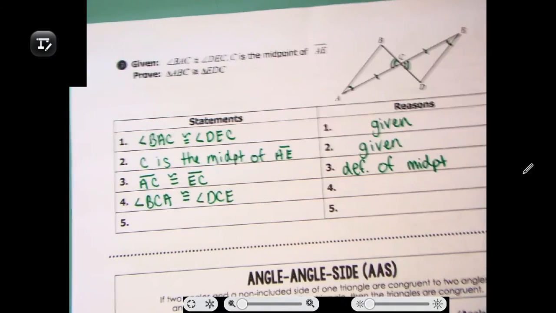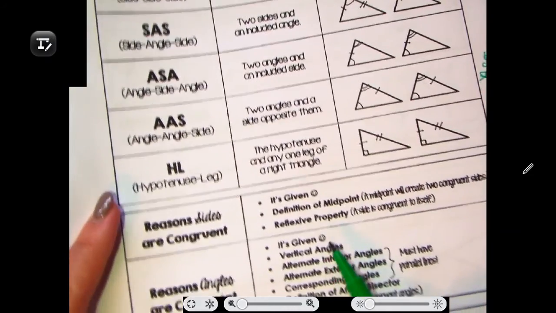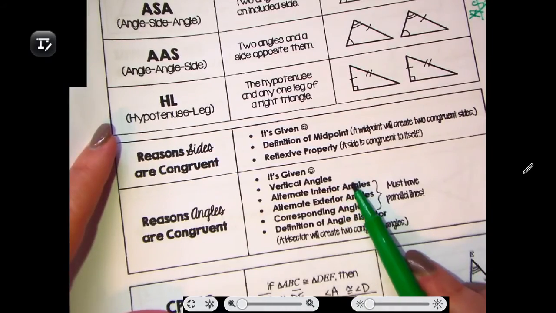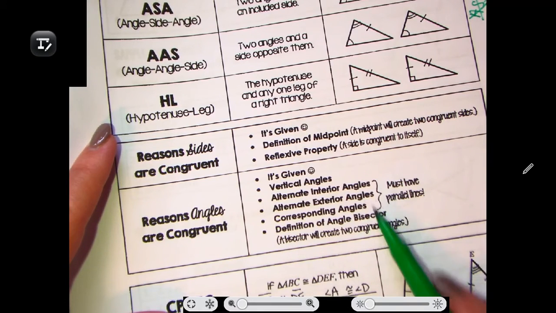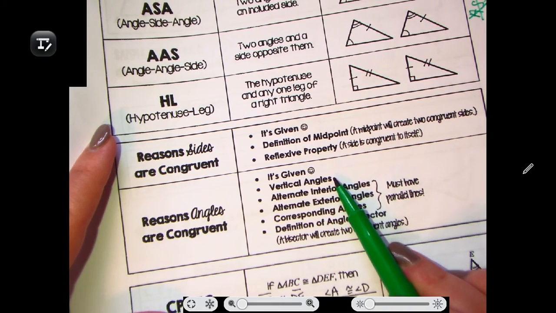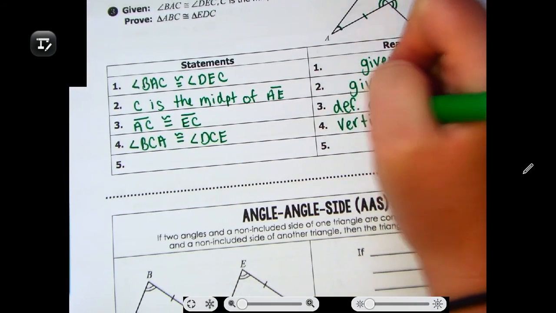Okay, so let's say, how did I know that? Let's go back to my reasons that angles are congruent and see what it is. Okay, so it wasn't given to me. I'm not dealing with parallel lines, not dealing with an angle bisector. They're vertical angles. Okay, so they're across from each other. So maybe you remembered that. That's great. So these are vertical angles.